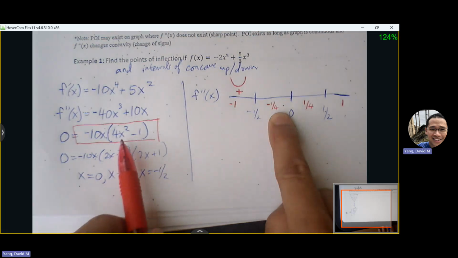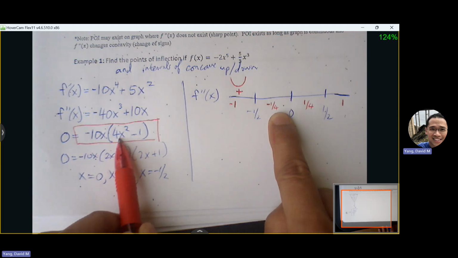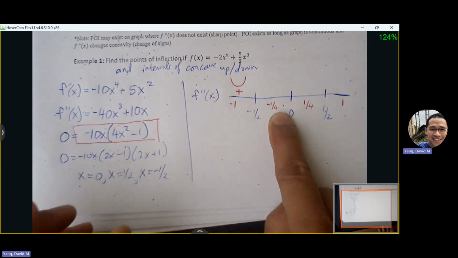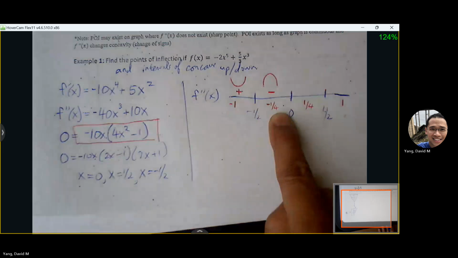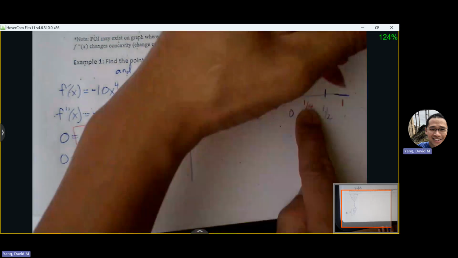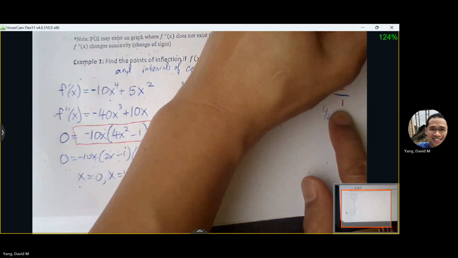Plug in -1/4 here. -1/4 will be negative times negative, and this will also give me negative because 4 times 1/4 squared is going to be a number less than 1. So that's going to be 3 negatives. 3 negatives gives me negative. 1/4 gives me positive. And then 1 gives me a negative.